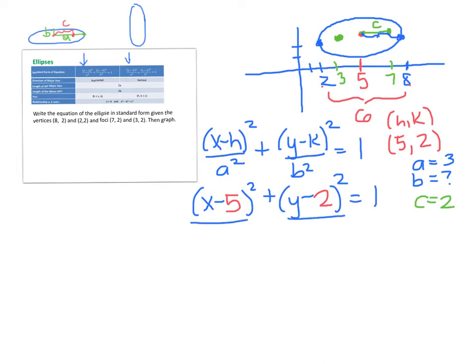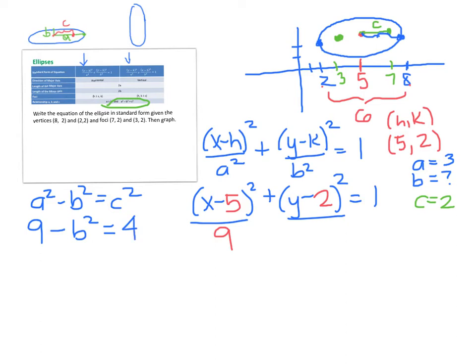We already know that a is 3, so we know that this will be 3 squared, which is 9. And the big question mark is, what is b? So here's where we're going to use this formula down here that gives the relationship. We know that a squared minus b squared equals c squared in an ellipse. So I know that 9 minus b squared is going to equal c squared, which is 4.